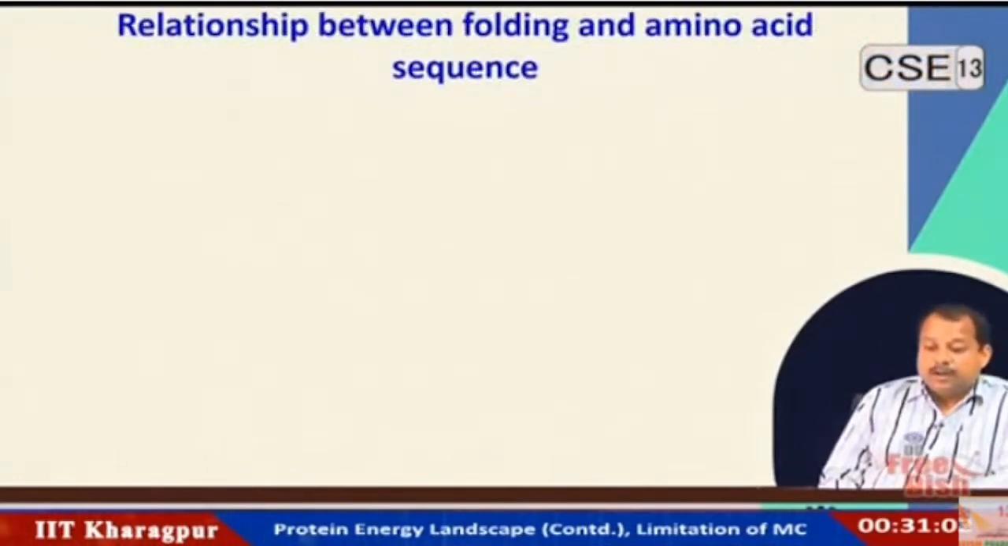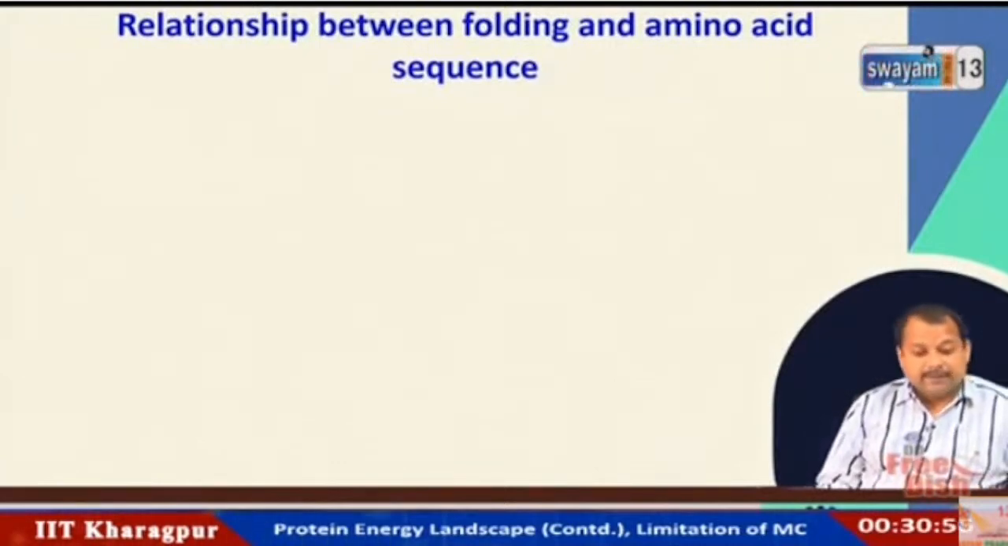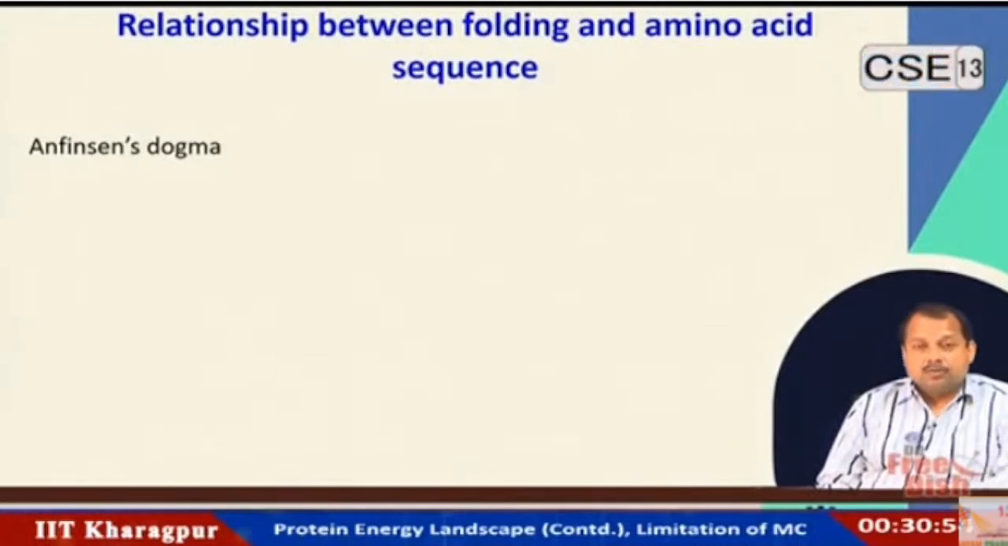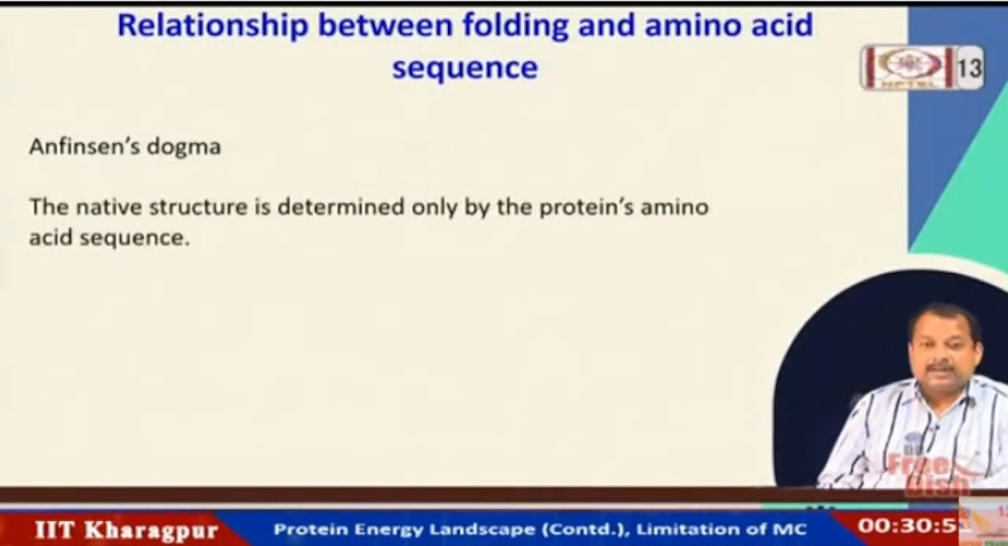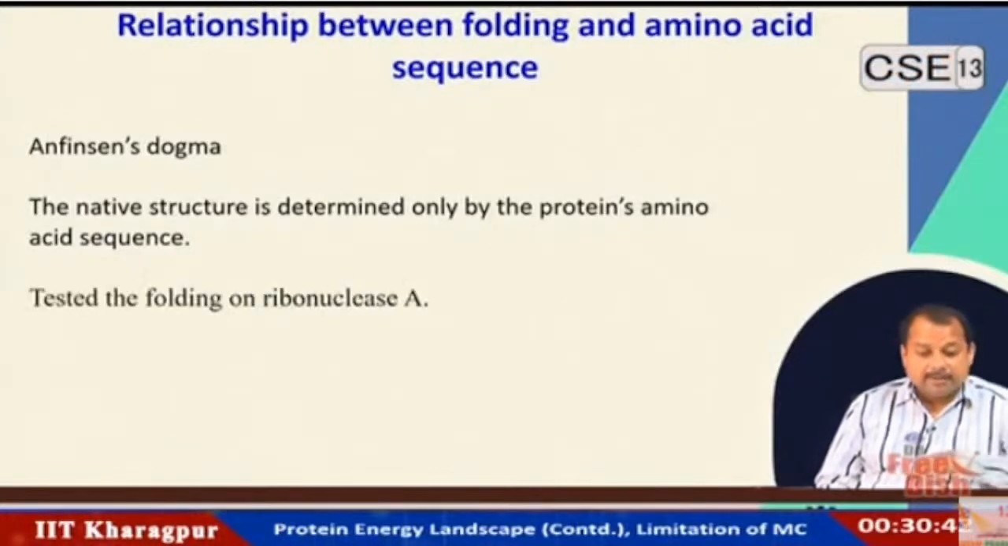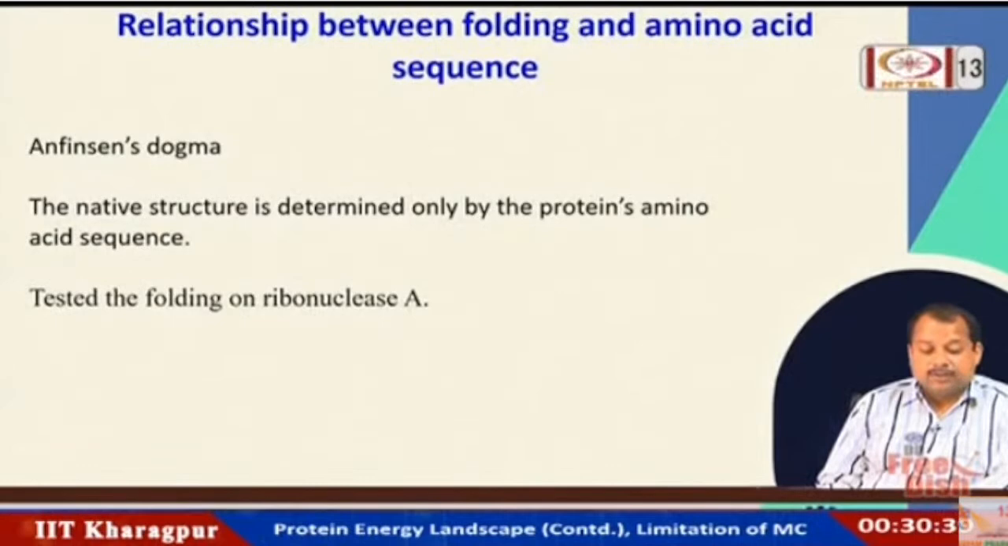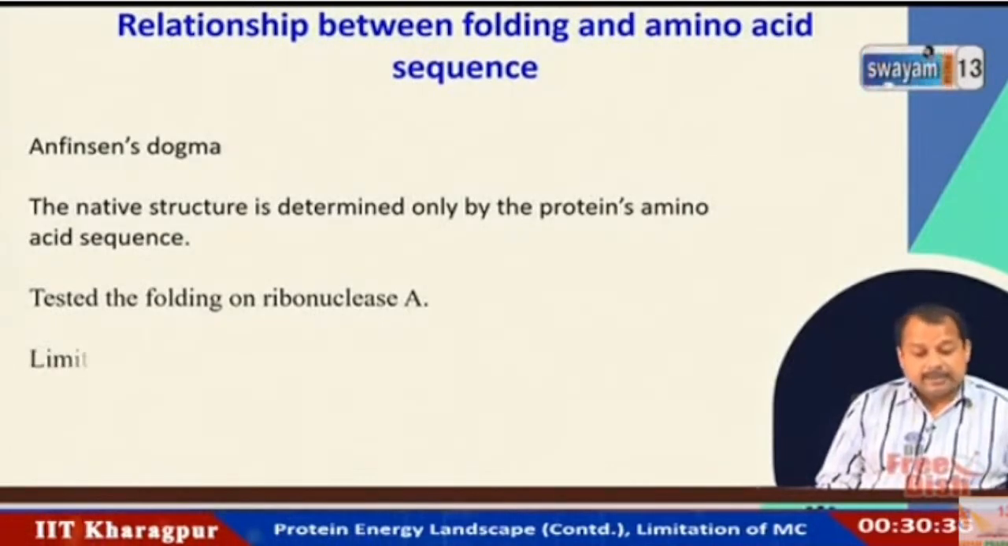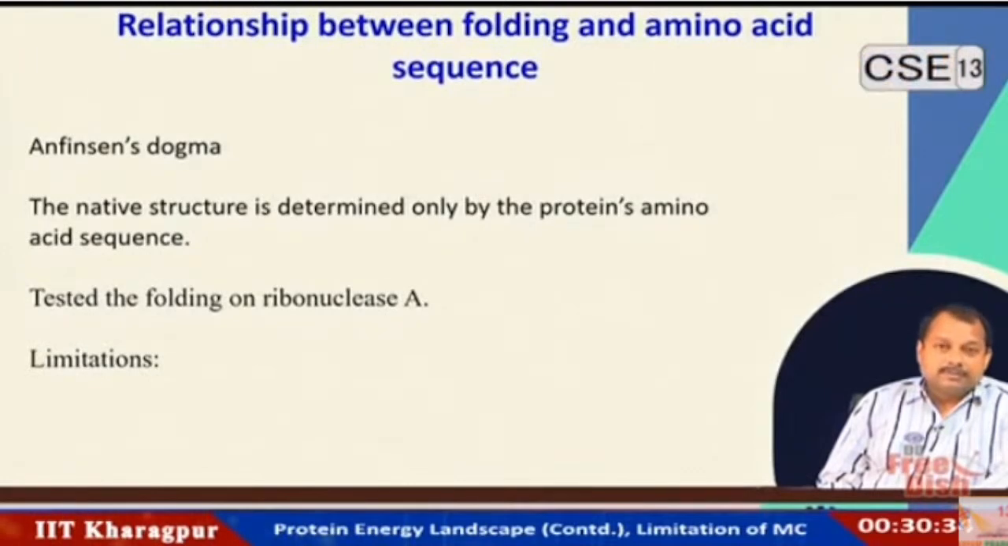The relationship between folding and the amino acid sequence was observed long back by Anfinsen. It is now known as Anfinsen's dogma, which says that the native structure is determined only by the protein's amino acid sequence. He tested his hypothesis on the folding of ribonuclease A and got the Nobel Prize for this. However, it was long back. However, some limitations of his observations are noted.